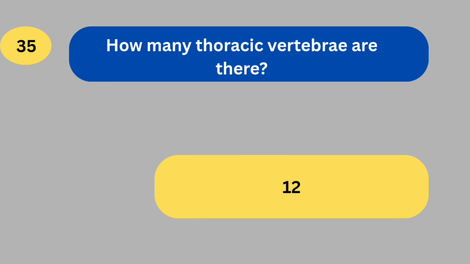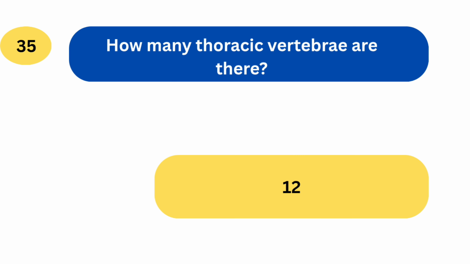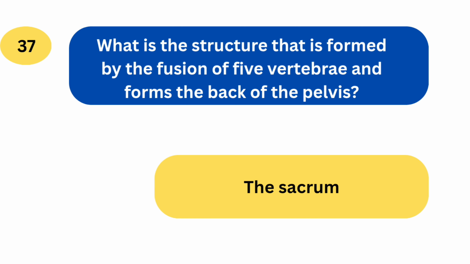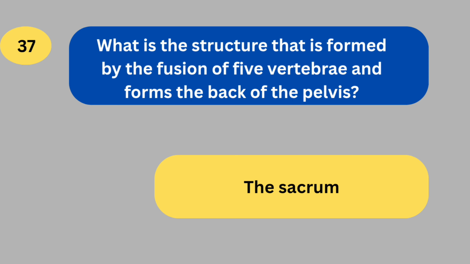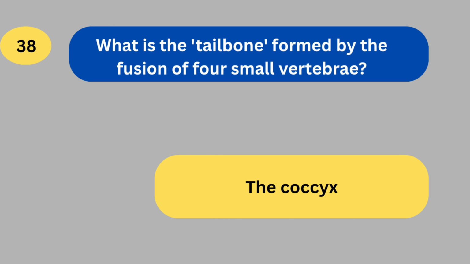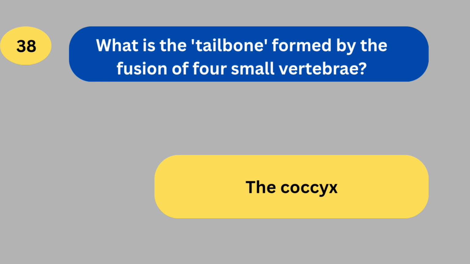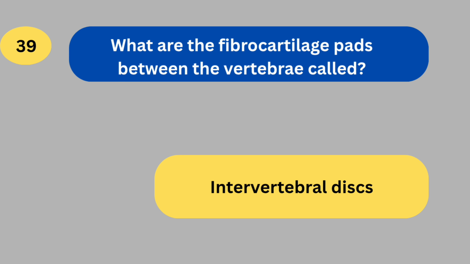Next question. How many thoracic vertebrae are there? Answer: 12. Next question. What is the structure that is formed by the fusion of 5 vertebrae and forms the back of the pelvis? Answer: the sacrum. Next question. What is the tailbone formed by the fusion of 4 small vertebrae? Answer: the coccyx. Next question.